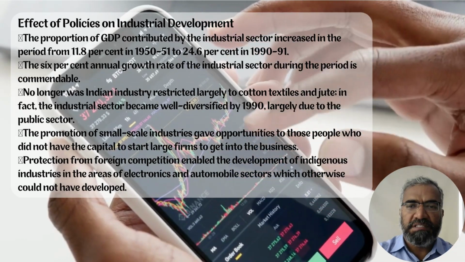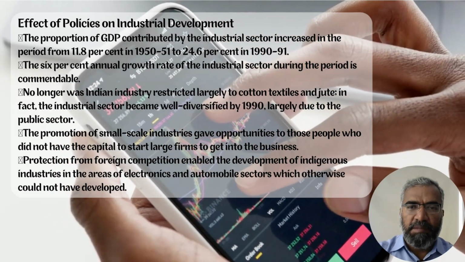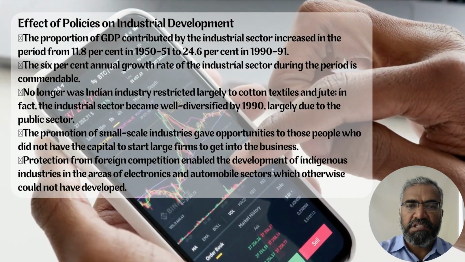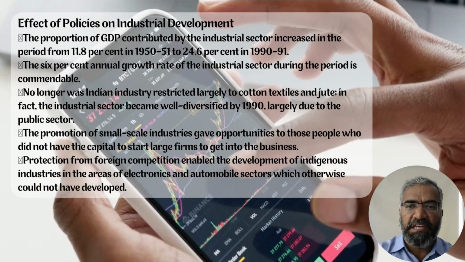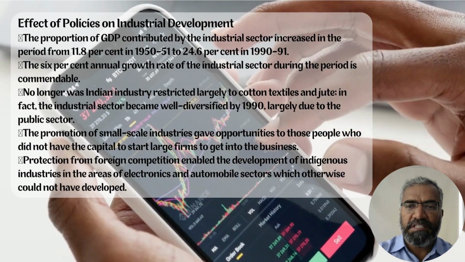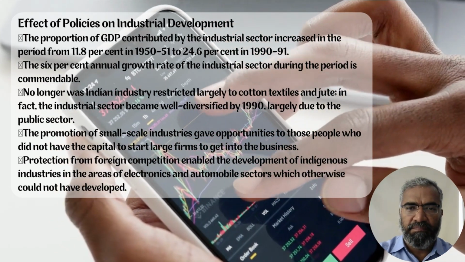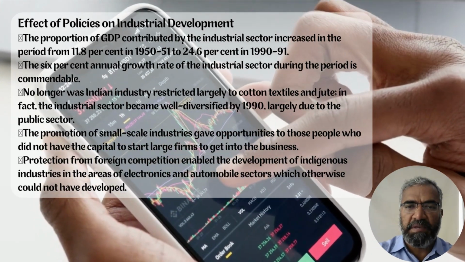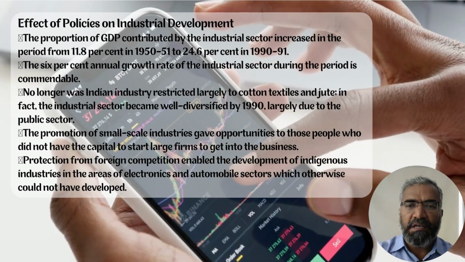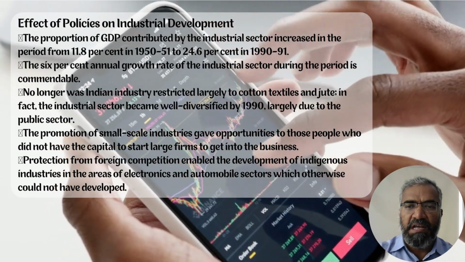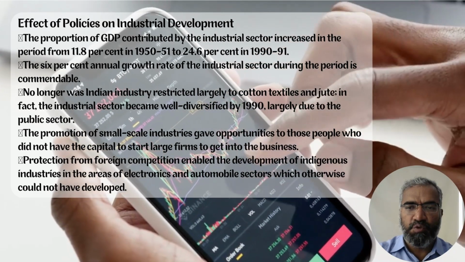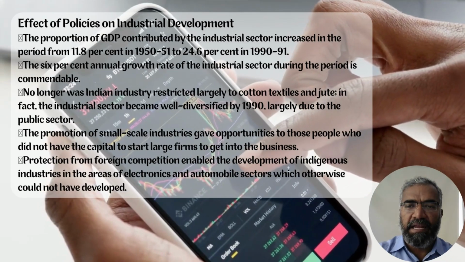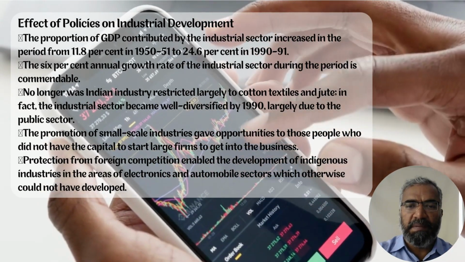Effect of policies on industrial development. The proportion of GDP contributed by the industrial sector increased in the period from 11.8% in 1950-51 to 24.6% in 1990-91. The 6% annual growth rate of the industrial sector during this period is commendable. No longer was Indian industry restricted largely to cotton textiles and jute. In fact, the industrial sector became well diversified by 1990, largely due to the public sector.